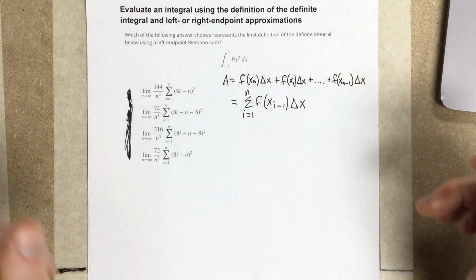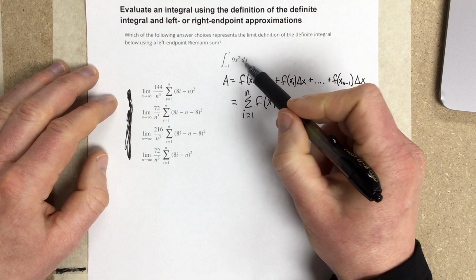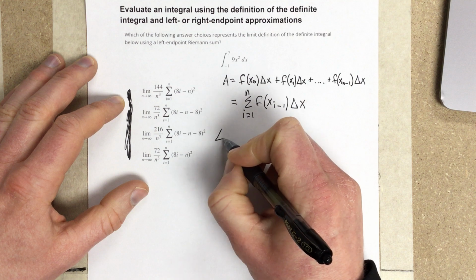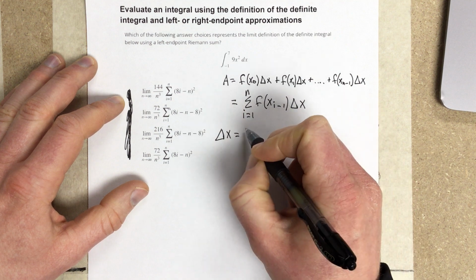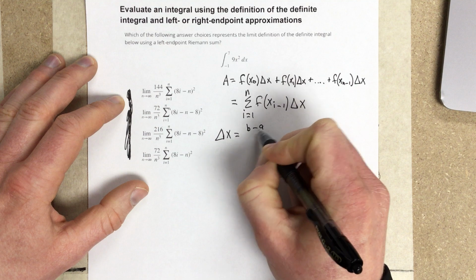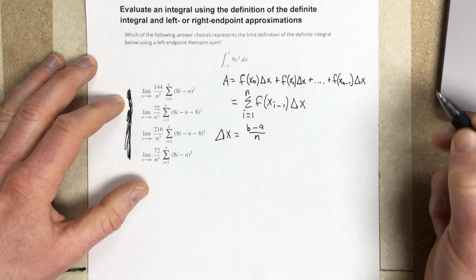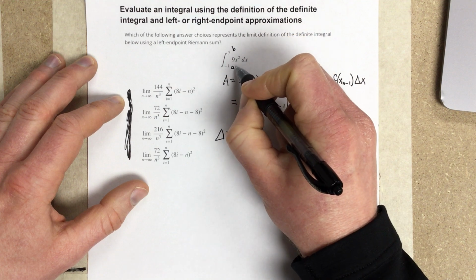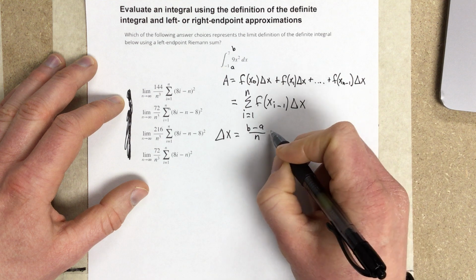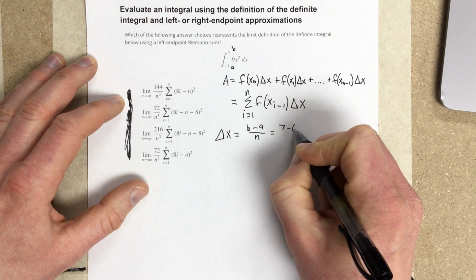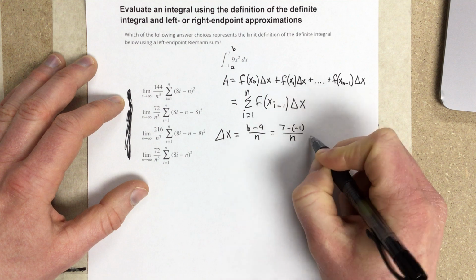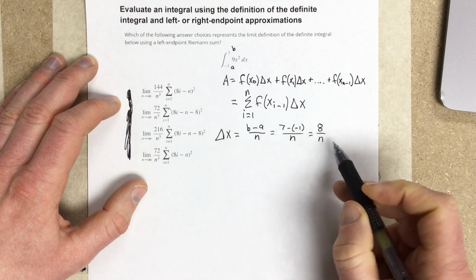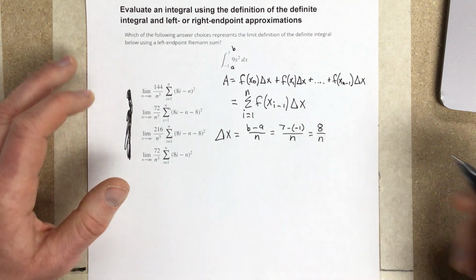But we have to apply this to our current integral. So the first thing we're going to do is find what change of x is. Change of x is equal to b minus a over n. So b is 7 and a is negative 1, because this is our lower bound and our upper bound. So we're going to write this as 7 minus negative 1 over n, which gives you 8 over n. Now we don't know what n is, so change of x is just going to represent this 8 over n part.